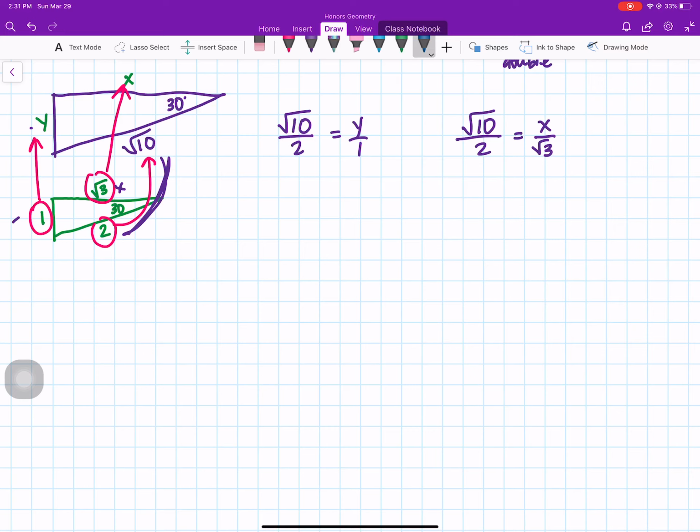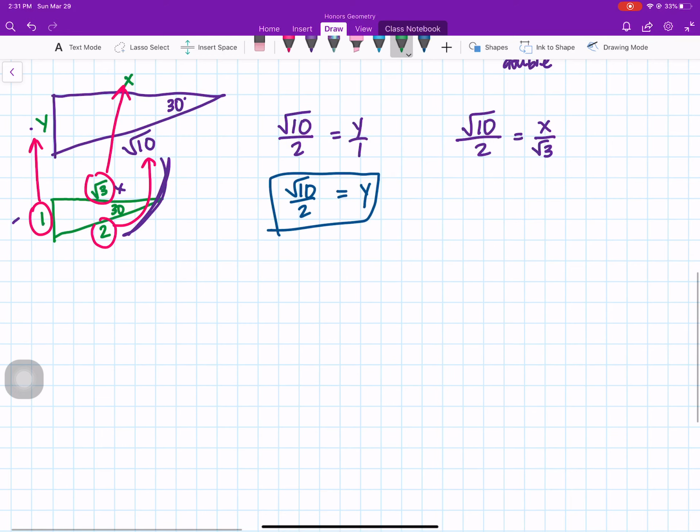Now you have lots of different options to do from here. Here, this is y over 1, so it's just y. So this one actually wasn't too bad. This is just root 10 over 2. Now remember, the root 10 and the 2 don't cancel each other. This next one, you can cross multiply if you want, or you can multiply to get rid of the fraction. I personally like multiplying to get rid of the fraction. It's going to take less steps.